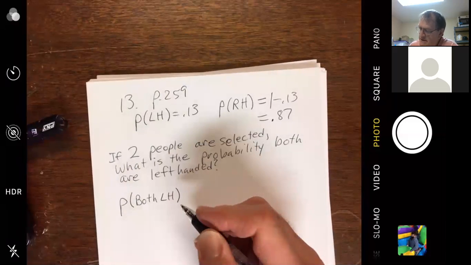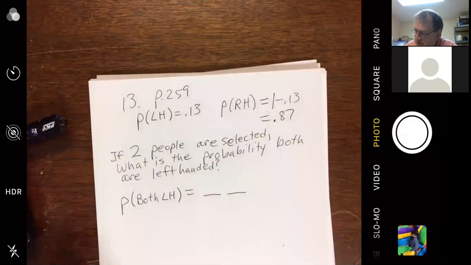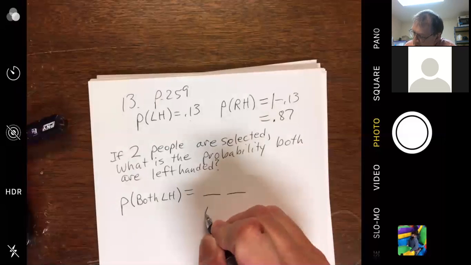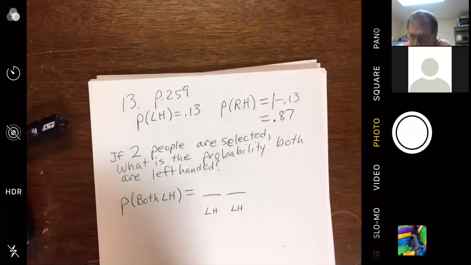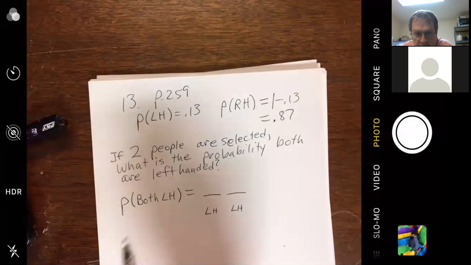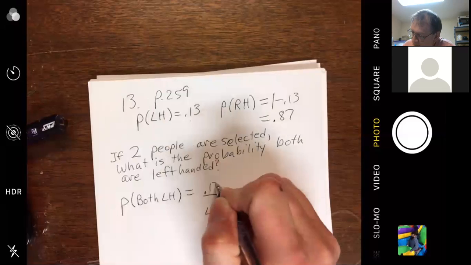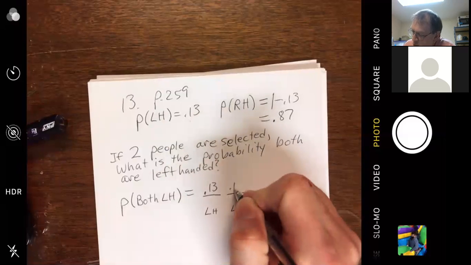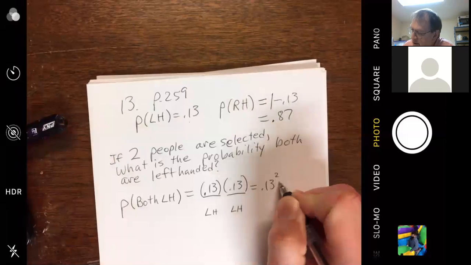Well, that would give you 2 slots. It parallels the coin with heads and tails, except it doesn't break 50-50. The percentages are 13% and 87%. But if I want them left-handed, what do you think goes in each slot? Yes. The 0.13. And what do I do with these 0.13s? Again, we're assuming they multiply. In effect, 0.13 squared.